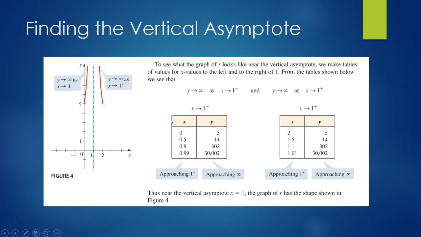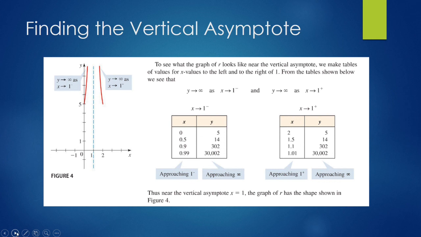So as x is approaching 1 from the right-hand side, meaning I'm getting closer and closer this way, I start at 2, and then I pick a value that's closer, maybe 1.5, 1.1, 1.01, right? You want to be really close to 1 without being at 1. Okay, what happens to the outputs? Similarly, as I approach 1 from the right-hand side, my y value or my output is getting large quickly. So that means that my end behavior looks like this. And I would plot those points. So that's just part of the graph.